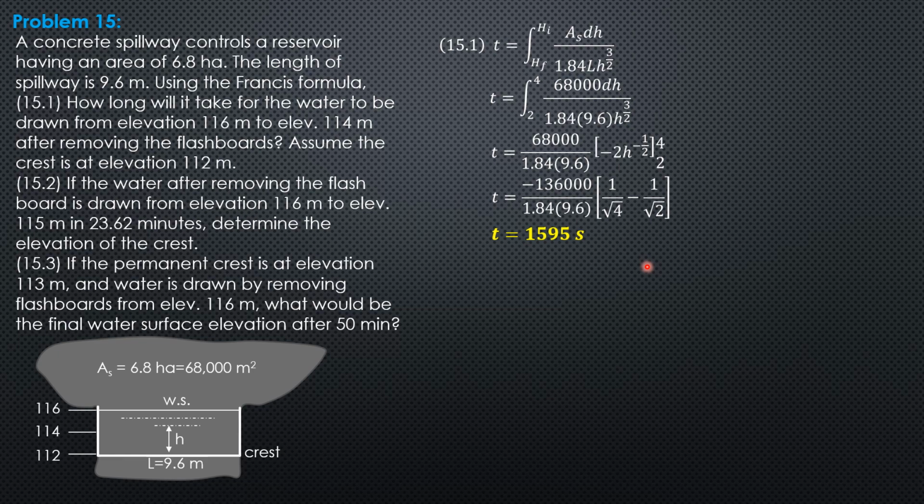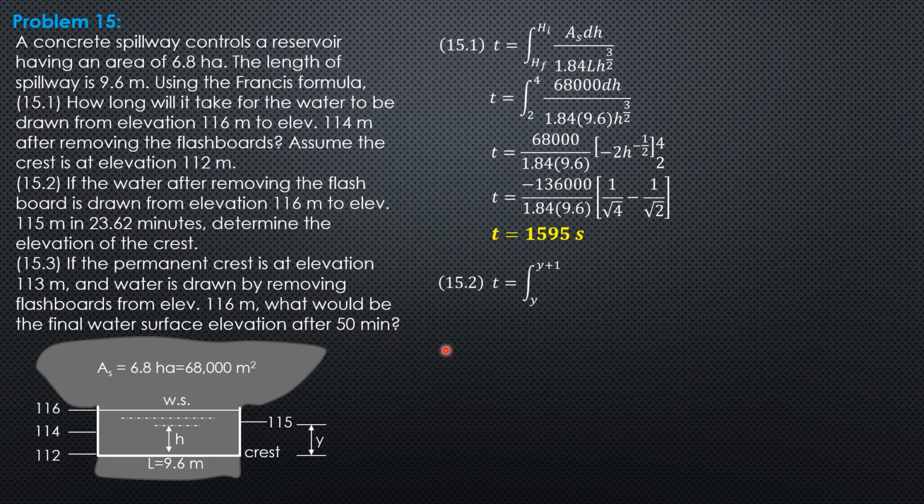For the second part, if the water after removing the flashboards is drawn from elevation 116 to elevation 115 in 23.62 minutes, determine the elevation of the crest. Since the elevation of the crest is not at 112 anymore, if this is at elevation 115, its distance from the crest would be unknown. So let's call that y. But the initial head is y plus 1, because 116 minus 115 is 1. So this is 1 meter. So the initial head is y plus 1, the final head is y.